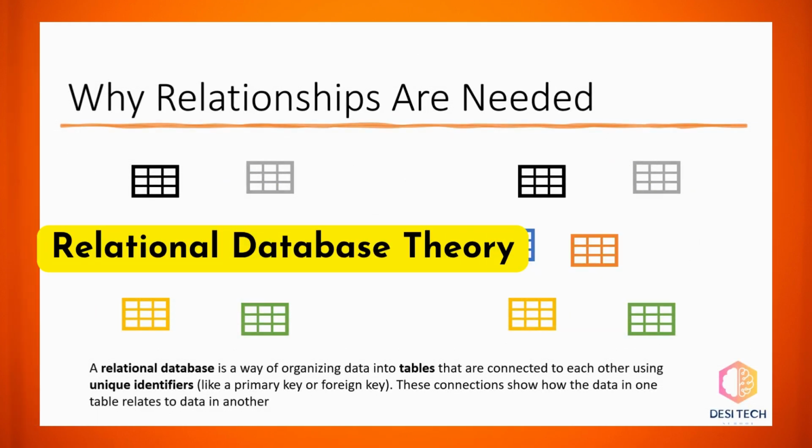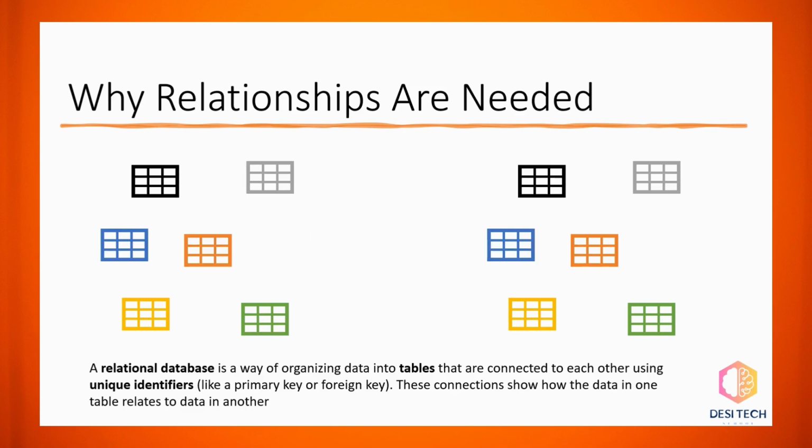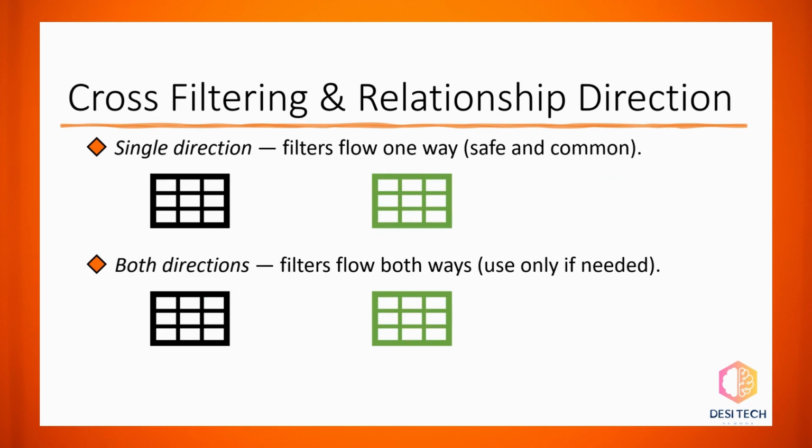The concept comes from relational database theory, which forms the backbone of tools like Power BI, SQL, and even Excel pivot tables. By definition, a relational database is a way of organizing data into tables that are connected to each other using unique identifiers like a primary key or a foreign key. These connections show how the data in one table relates to data in another.